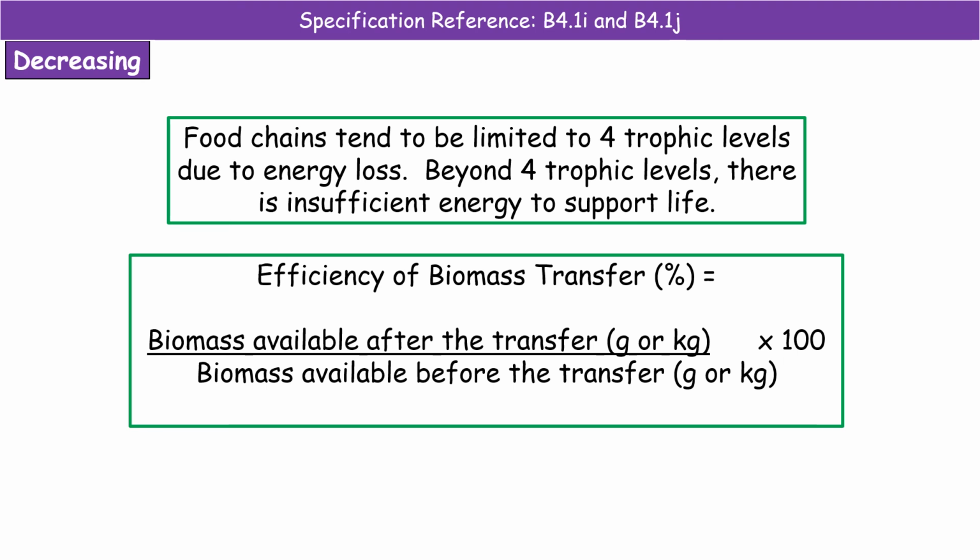There is one calculation they can ask you to do, which is the efficiency of biomass transfer. This is a percentage. So it's the biomass available after the transfer, which could be in grams or kilograms, and you divide that by the biomass available before the transfer, and then because we need it as a percentage, times by 100. So just make sure that they're both in the same units, either grams or kilograms, doesn't really matter, and then make sure you times by 100 to get the percentage. Because this is a biology paper, there is no guarantee they would give you that formula, so just make sure you remember biomass after divided by biomass before times 100.